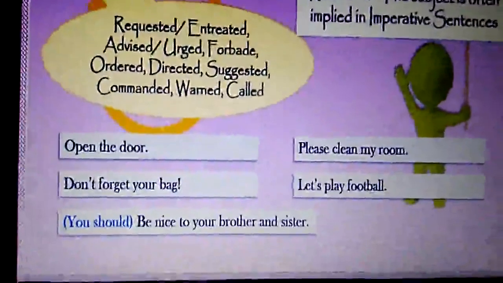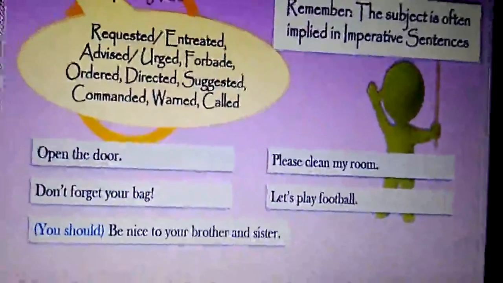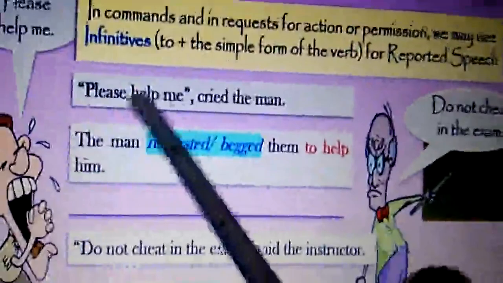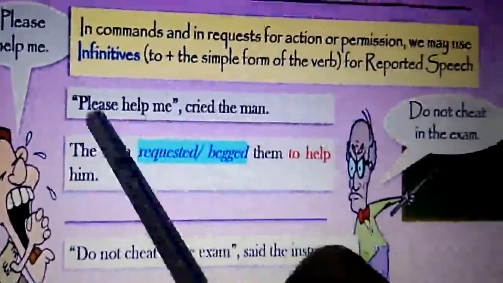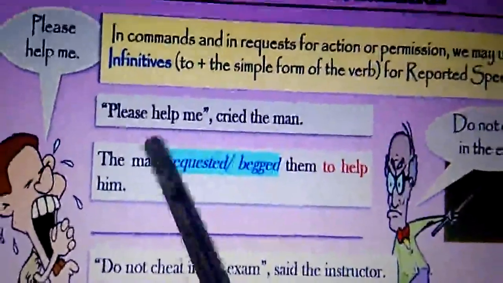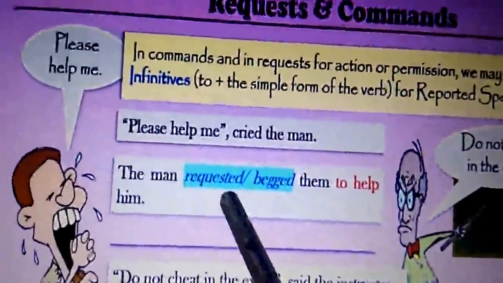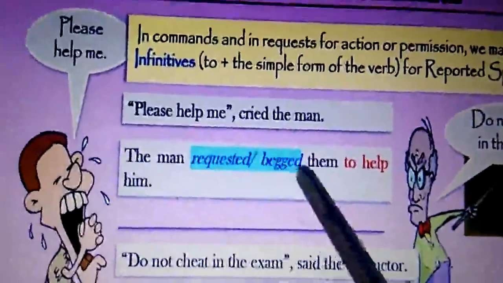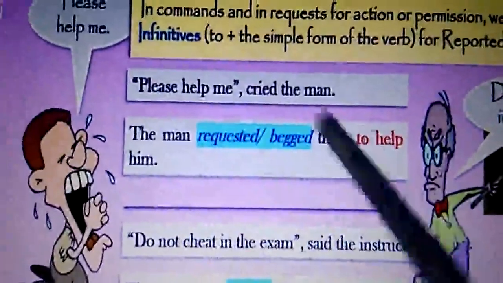When an imperative sentence comes in direct speech, how do we convert it into indirect speech? For example, "Please help me," cried the man. Here, please help me is an imperative sentence. When you convert this into indirect speech, please is an indication that it is a request. So we are using the verb requested. The man requested them to help him.